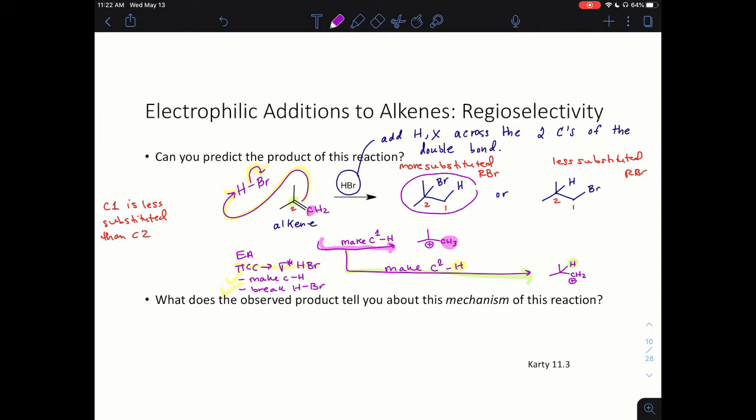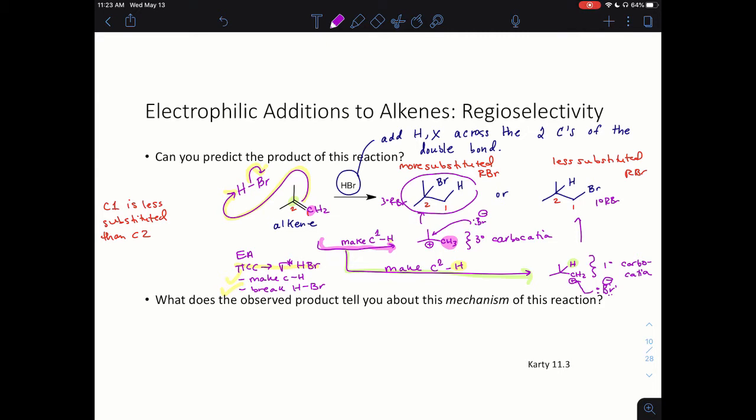Let's describe those intermediates. This one, where C1 has made the CH bond, is a tertiary carbocation. The other possibility is a primary carbocation. The primary carbocation would react with bromide in a coordination step to form the primary alkyl halide. The tertiary carbocation would react with bromide in a coordination step to form the tertiary alkyl halide.